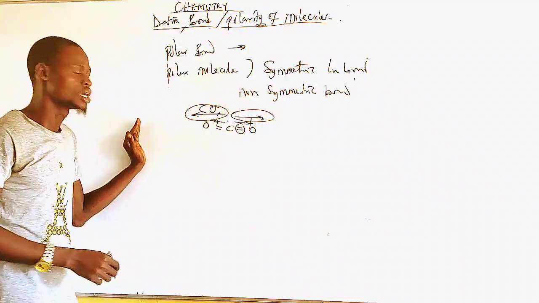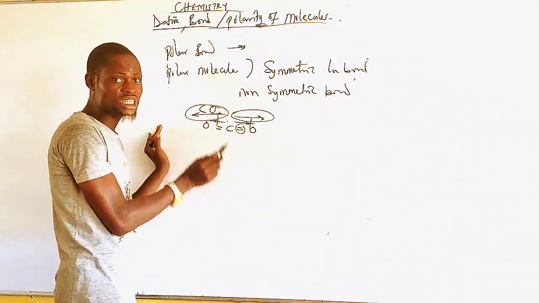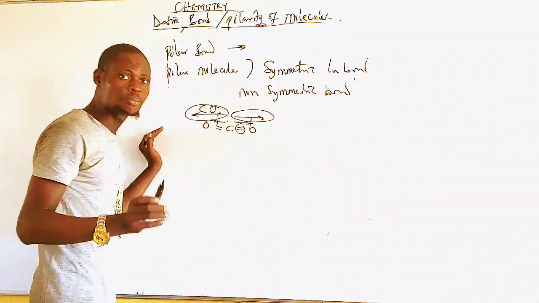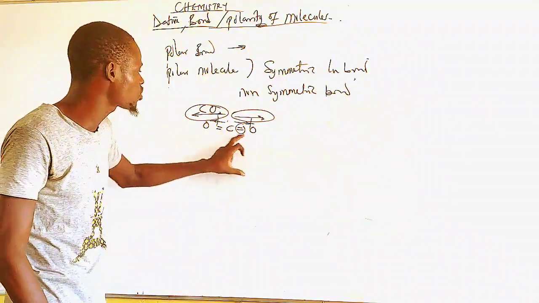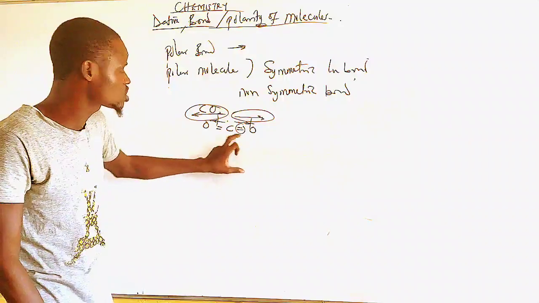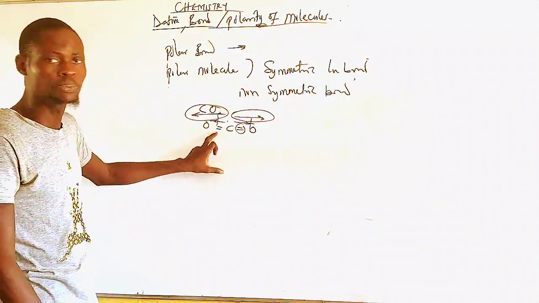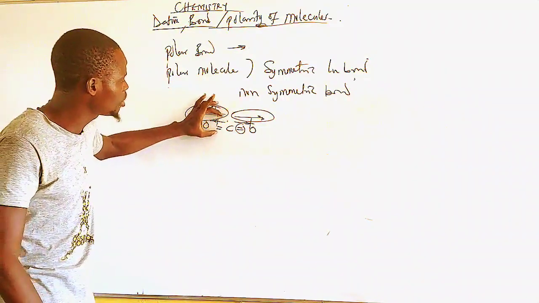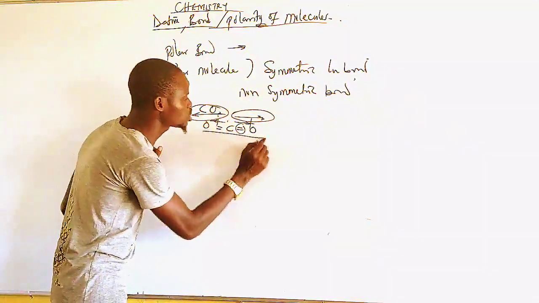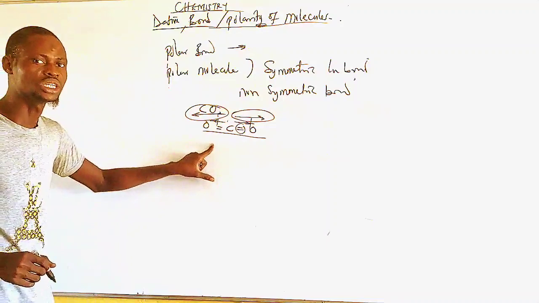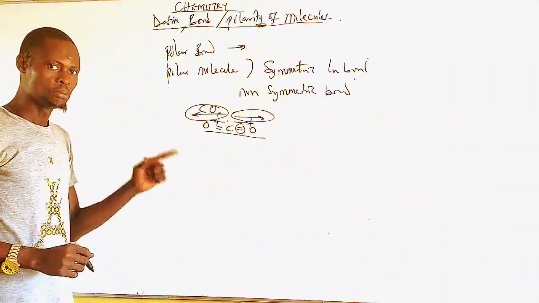molecule to be symmetric. So since this molecule, although normally the bond here is polar, why is it polar? Because we said a polar bond is a bond that exists between two different non-metals. These are different non-metals. So the bond here and here is polar, but what makes this carbon dioxide molecule to be non-polar is because of the symmetric nature of the bond. It is symmetric, so it is a non-polar molecule.